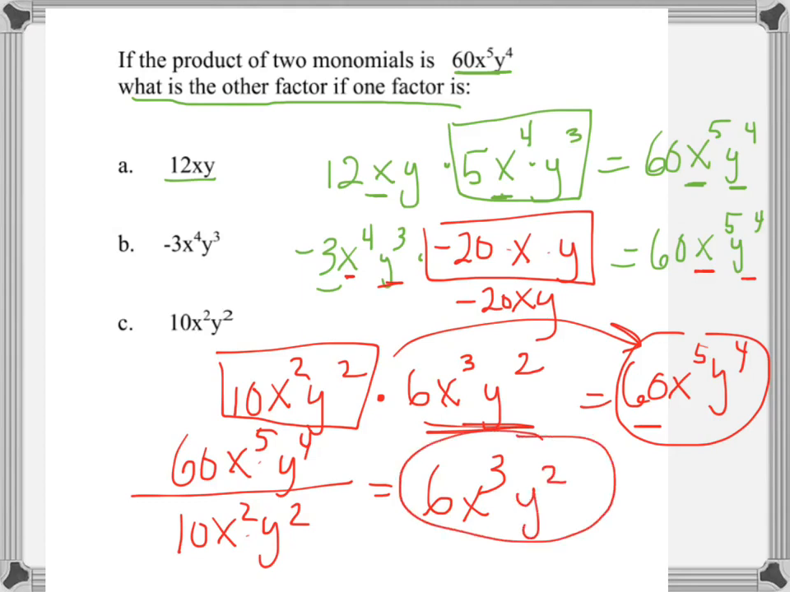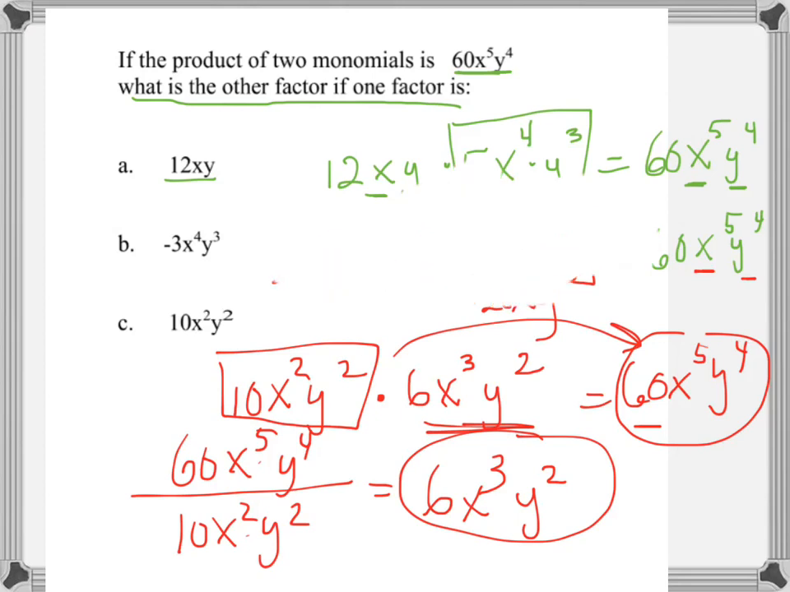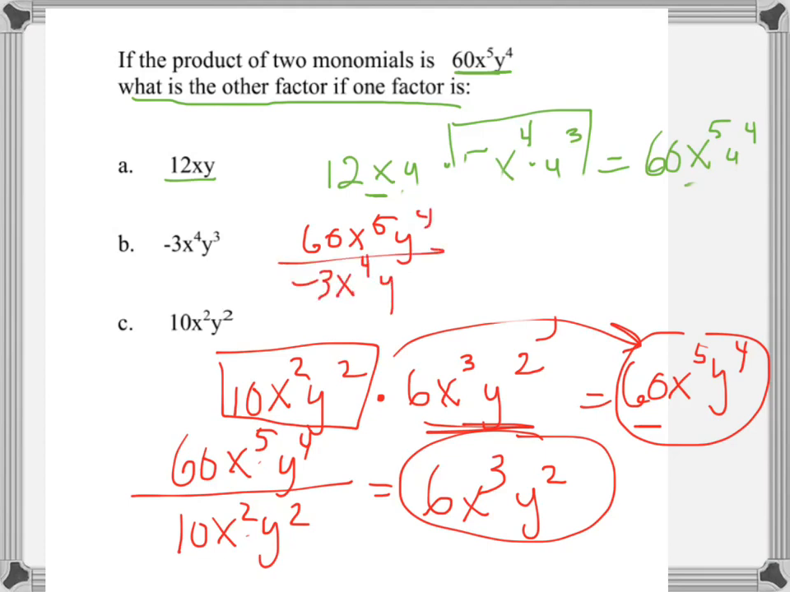So another way of figuring out the missing factor is taking the result, which is 60x to the 5th y to the 4th, and dividing it by the monomial. 60x to the 5th y to the 4th divided by negative 3x to the 4th y to the 3rd would get you what we just arrived at before.